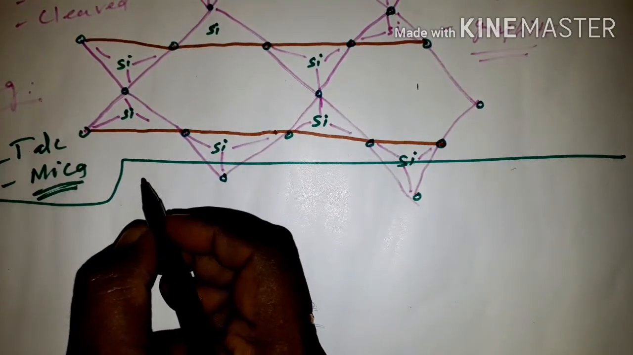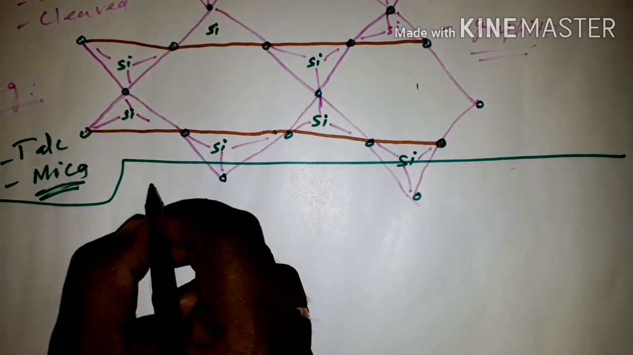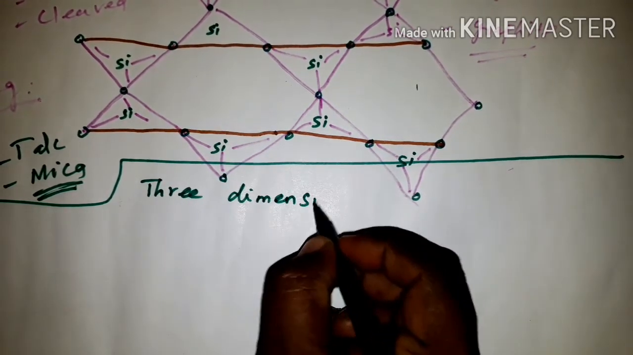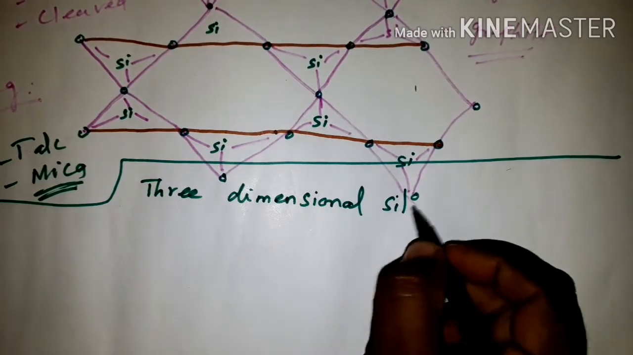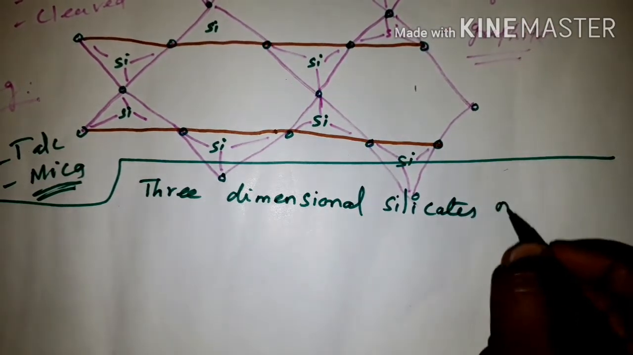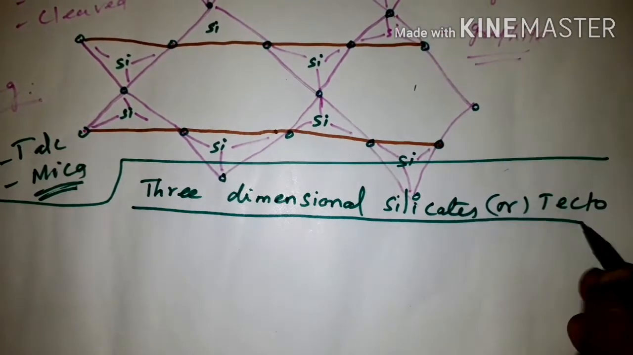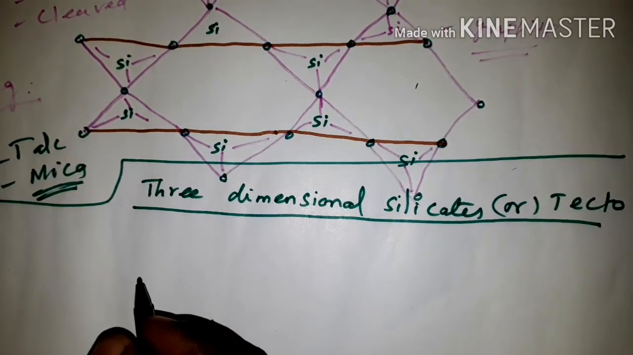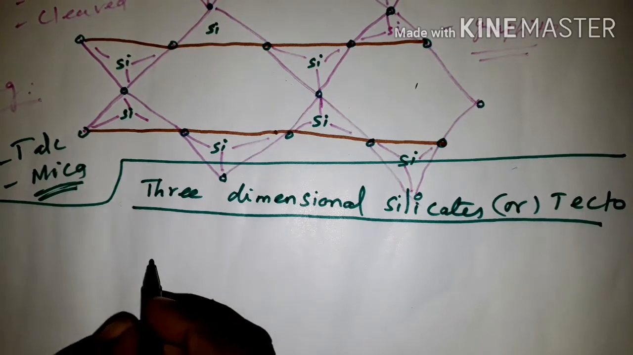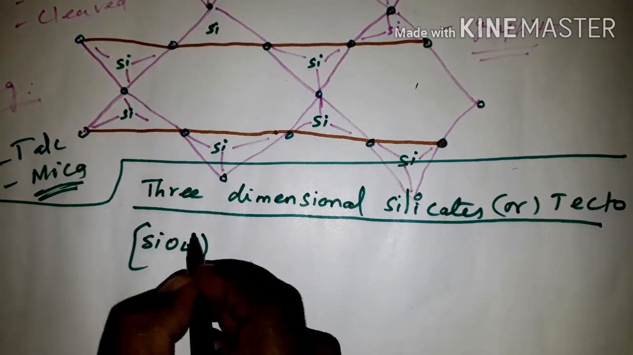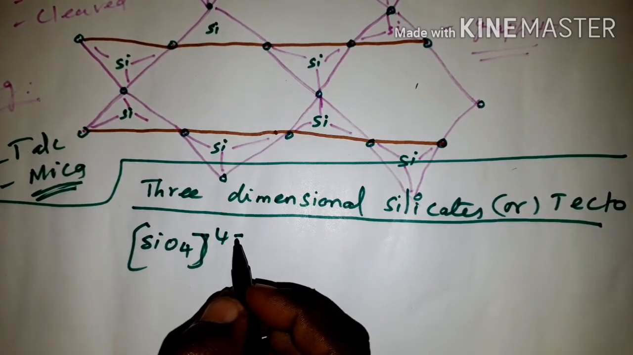Okay. So the next type of silicate is 3-dimensional silicates, or you can say tectosilicates. Tectosilicates. So these are silicates in which oxygen atoms of SiO4 4 minus tetrahedra are shared with other tetrahedra to form a 3-dimensional network.